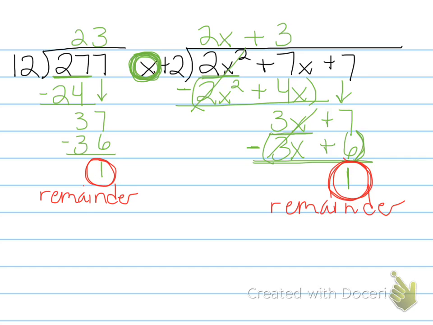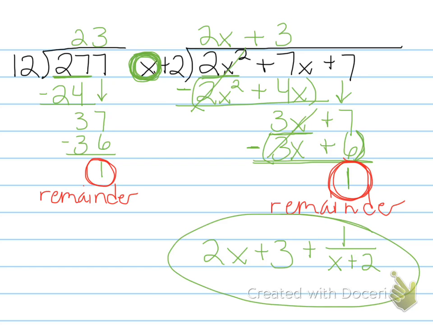So my solution, or the quotient after I have divided, would look like 2x plus 3 plus my remainder written as a fraction, 1 divided by the divisor x plus 2, because that's what I had left over after I divided the entire polynomial by x plus 2. So that's how you would write your solution.